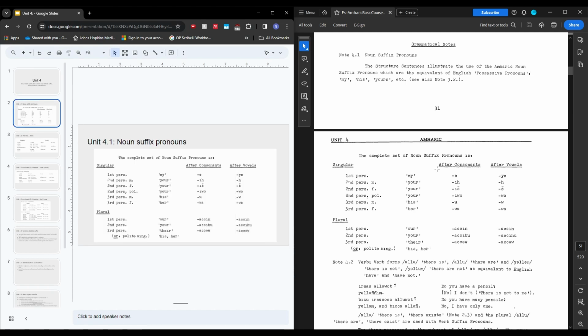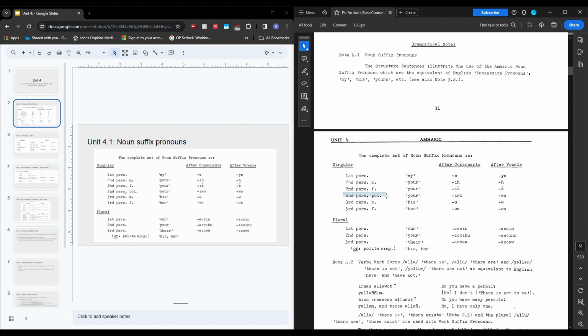Unit 4 opens up with noun suffix pronouns. These are suffixes that you can add to nouns, and all they do is make the meaning some sort of ownership, like my, his, you male, you female, the typical subjects that we've been talking about. They own that thing. So like bete is my house, bete is you male's house, beit-ish is you female's house.